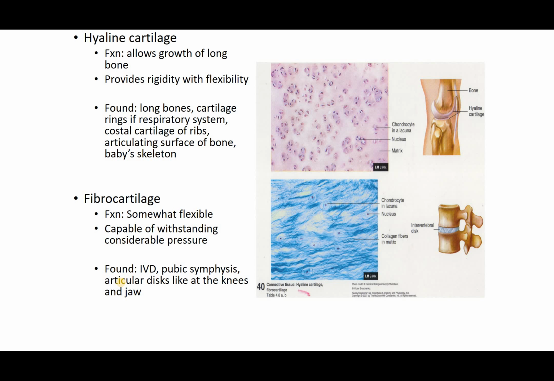Hyaline cartilage. This does allow for growth of long bone. We'll get to that when we get to our skeletal system. Quick version, when you're born as an infant, your bones are relatively hyaline cartilage. And that eventually matures over time, and the way we mature bone is by depositing calcium into it. And as that calcium is constantly being deposited into the hyaline cartilage, it slowly turns into bone.